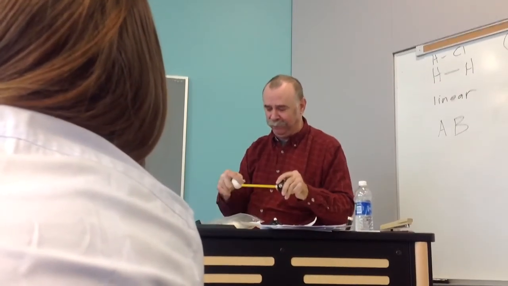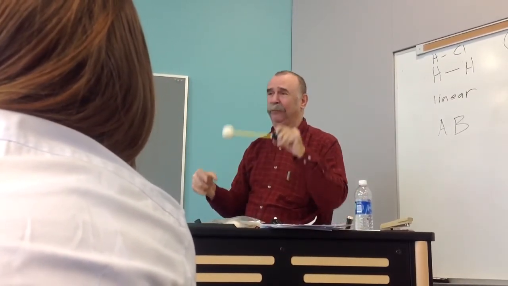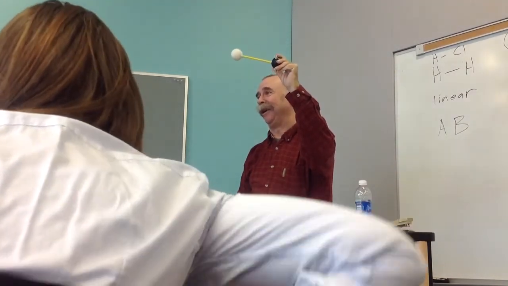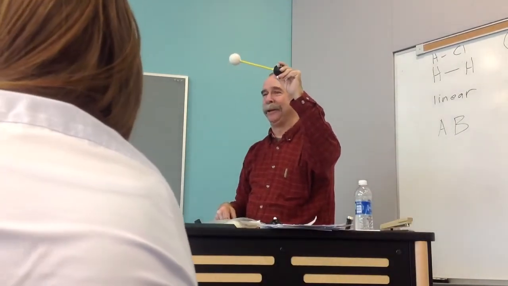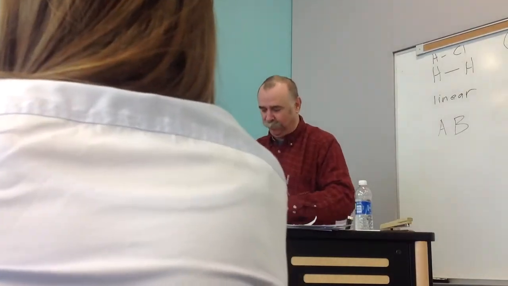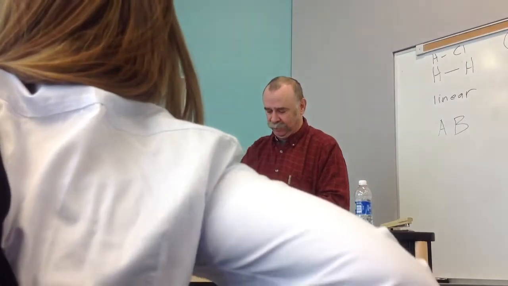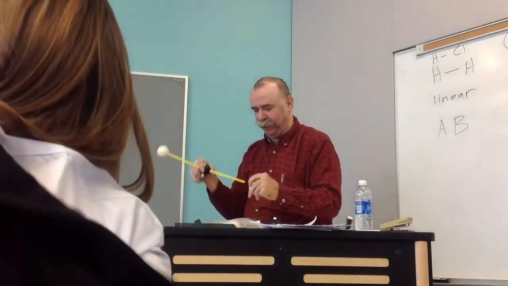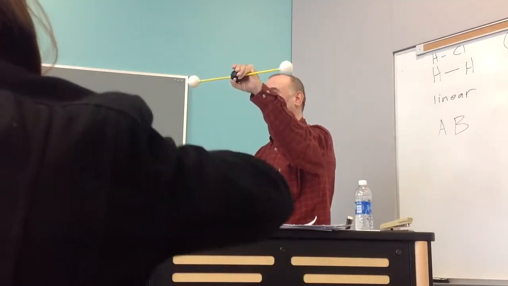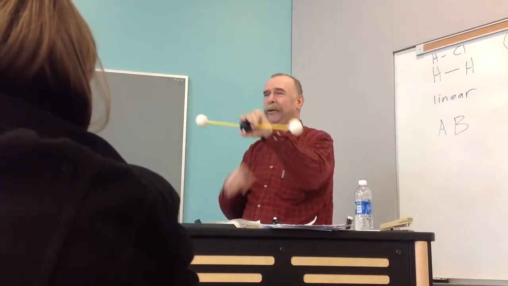Simple AB, that would just be like that. This, again, sort of trivial, kind of wasting my time not even holding it up. Does that look reasonable for just something like HCl? Beryllium hydride, two hydrogens would want to be directly opposite each other. So an AB2 would look something like that. So linear, 180 degrees across there.